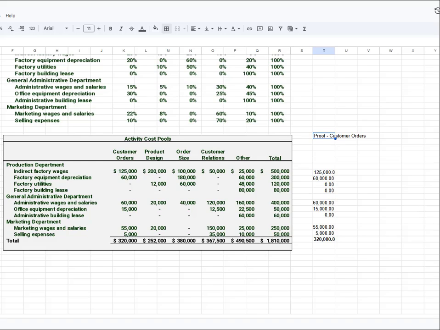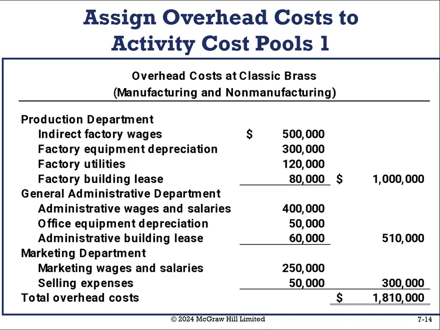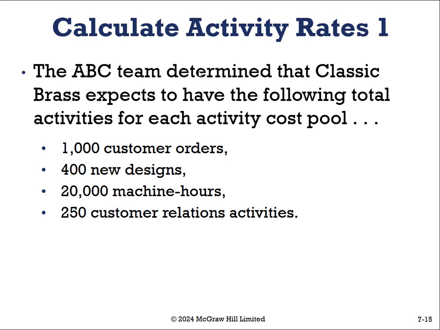Awesome. All right. So we revisit that. That's what we did to allocate all of these costs to their activity cost pools. And now we will be determining the activity rates. The classic brass is expected to have the following total activities. Now we have activities for each cost pool. We have 1,000 customer orders, 400 new designs, 20,000 machine hours, and 250 customer relation activities. So we're going to take the cost pools and divide them by their driver so that we get the activity rate. Let's go look at that.